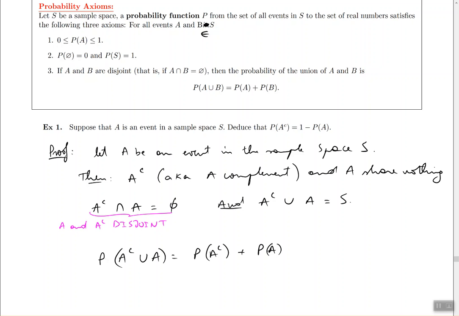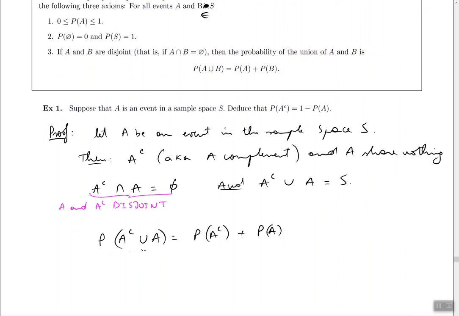Okay, how do I know that? I know that because of this. It's one of the axioms. The probability of A union B, when A and B are disjoint, is the probability of the first one plus the probability of the second one. Now, what is A complement union A? This is the whole universe. So P of S is equal to P of A complement plus the probability of A itself. Okay, so again, A union A complement is the same thing as the whole universe because of the complement law.